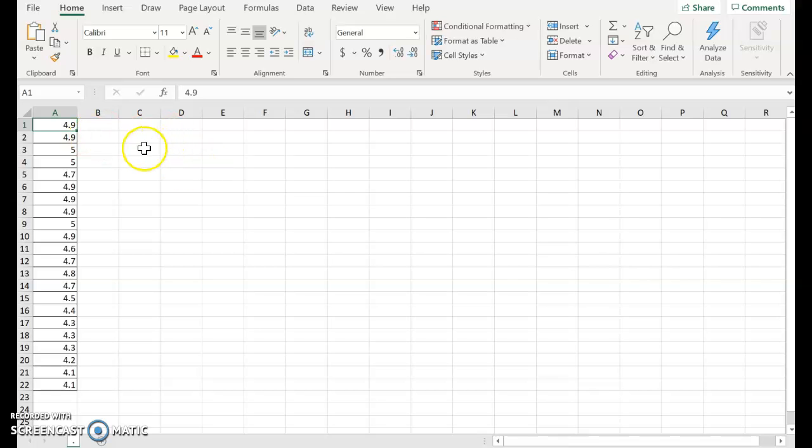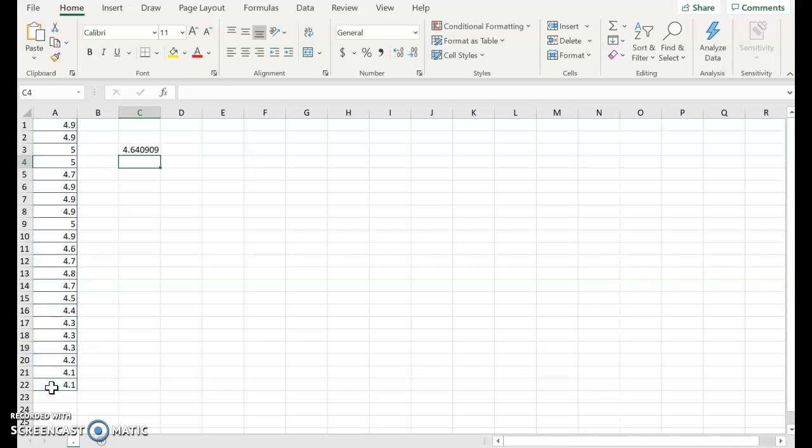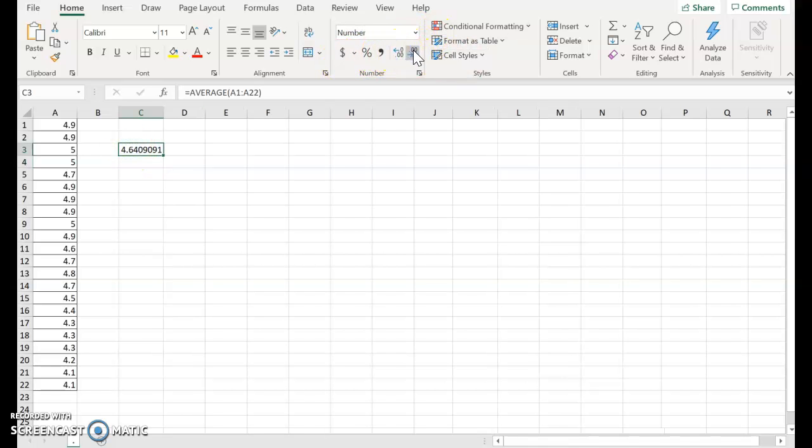Once you get in Excel, you can do equals mean. Sorry, equals average, because the mean is the average. And here is your answer. You're going to round to 2 decimal places, so you can either do this yourself or even Excel will round for you, and it rounds to 4.64.